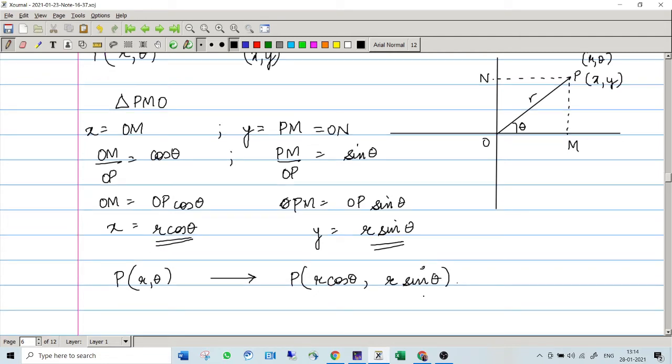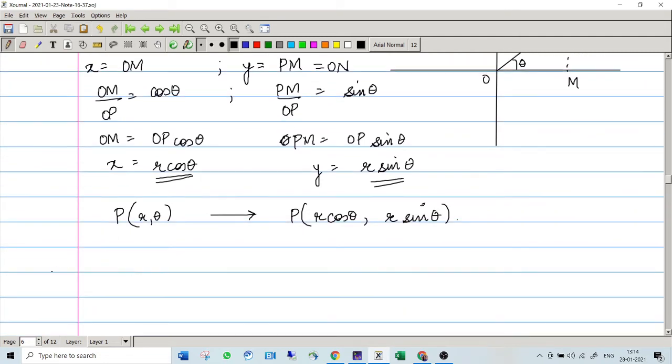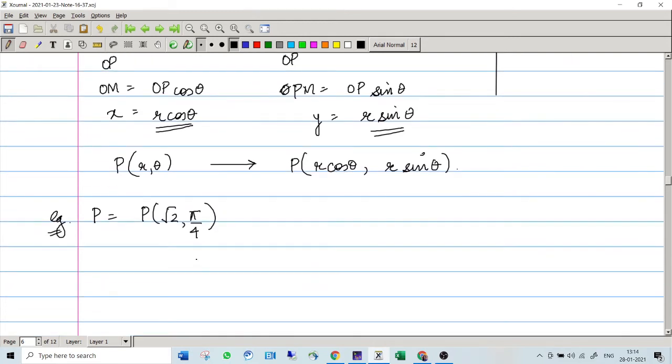Right. So let us quickly consider an example. You're given P as the point root 2 comma pi by 4. Let us plot this point first and check what the coordinates of this point will be in terms of Cartesian coordinates.